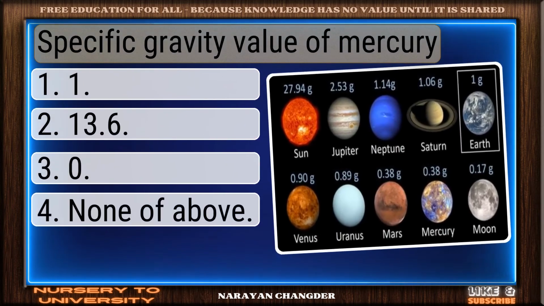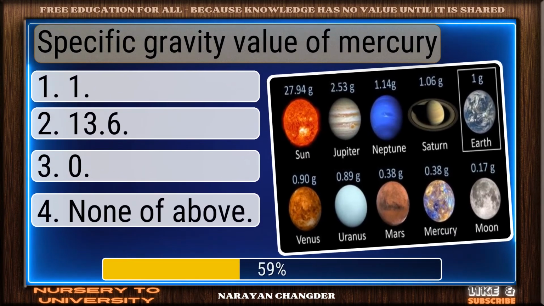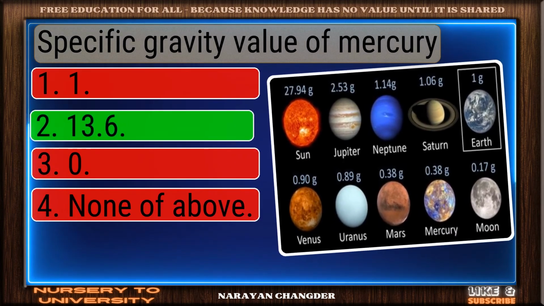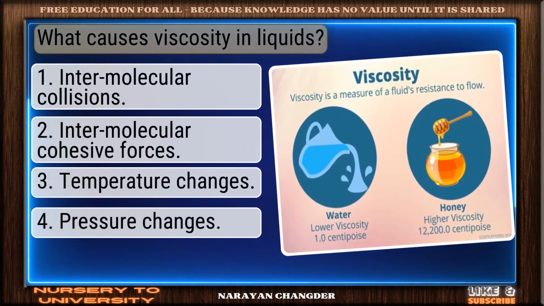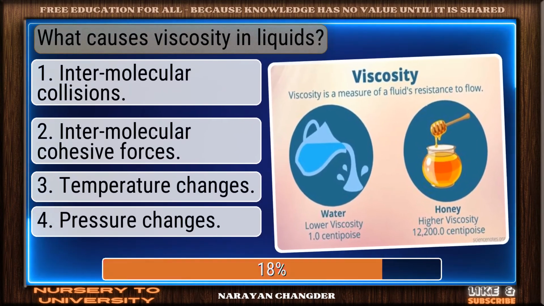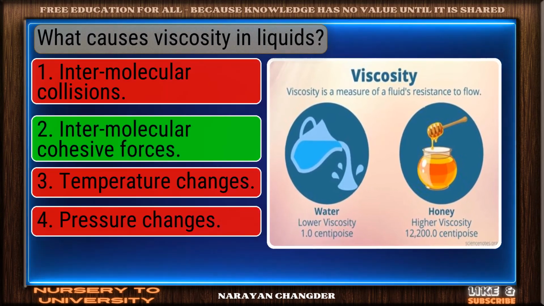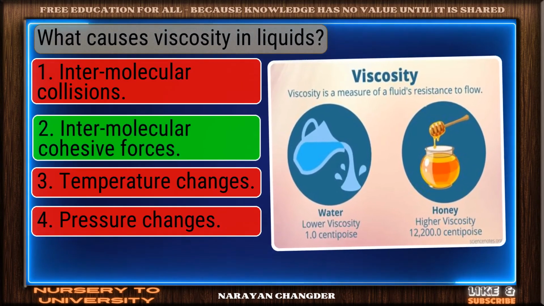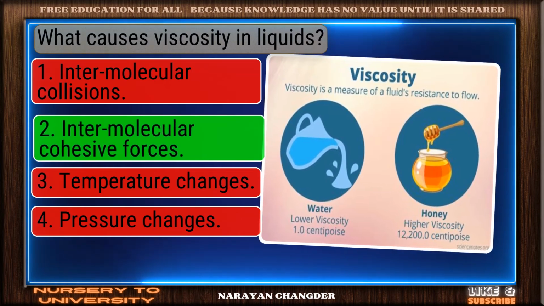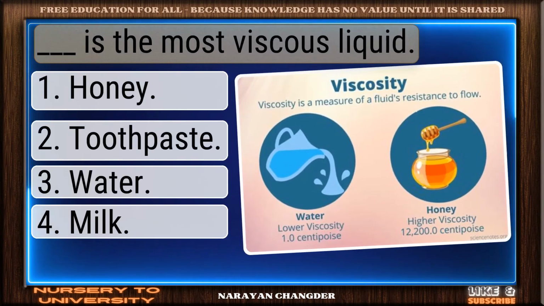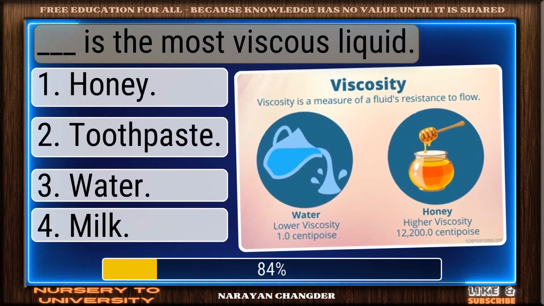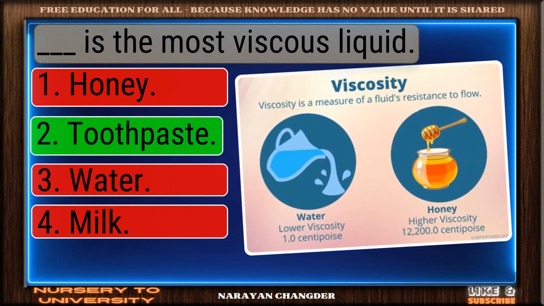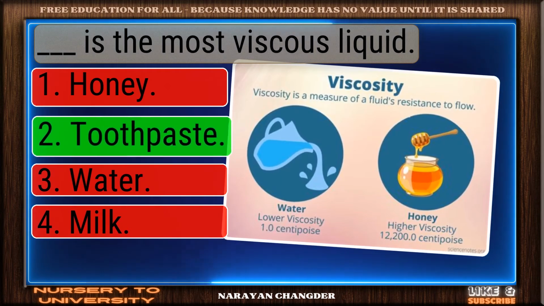Specific gravity value of mercury? Correct. 13.6 is the right answer. What causes viscosity in liquids? Correct response. Intermolecular cohesive forces is the most accurate answer. Dash is the most viscous liquid. Nicely done. Toothpaste is a solid answer.